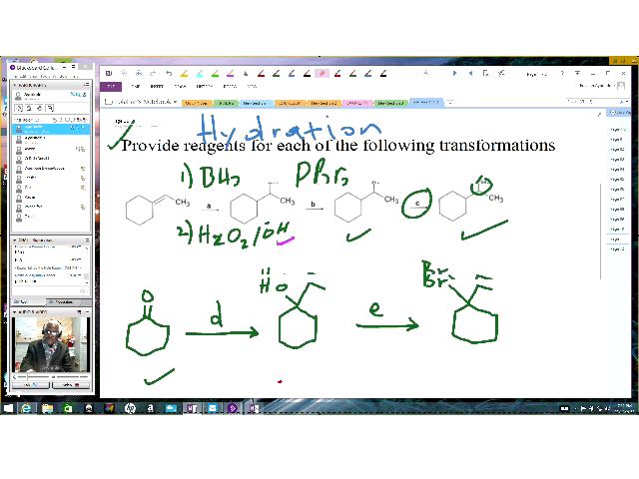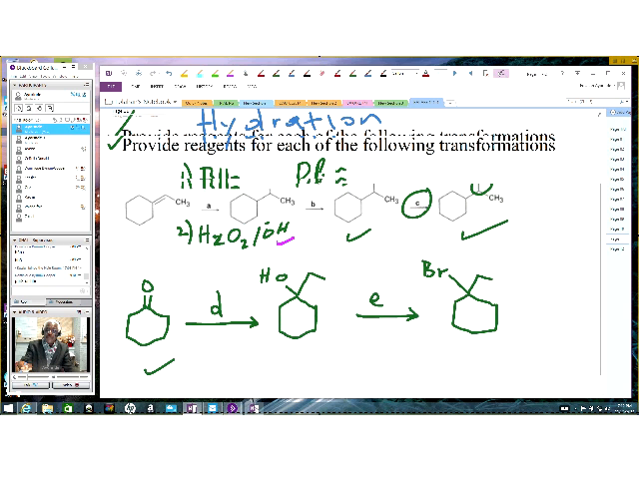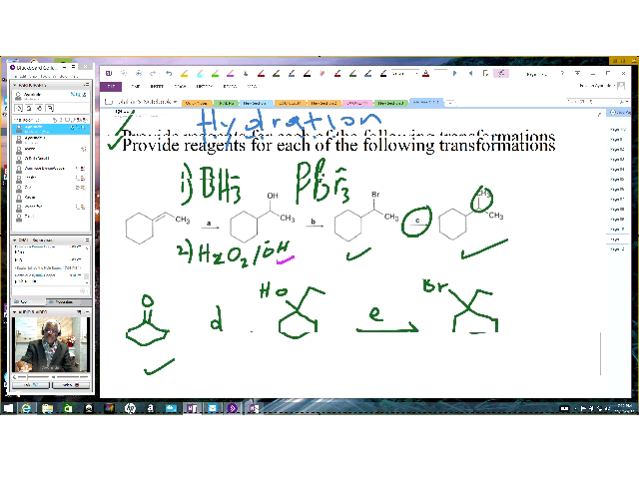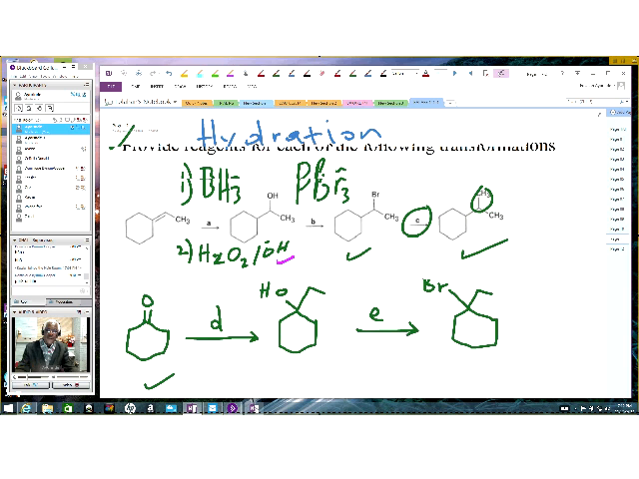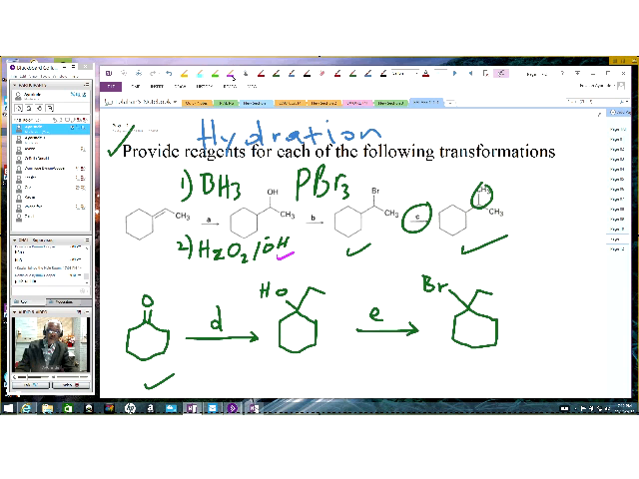Going from a secondary alkyl bromide, which is this molecule here, to this molecule right here. Anybody has an idea? Okay, Grignard reagent. So here we need to use a Grignard reagent.